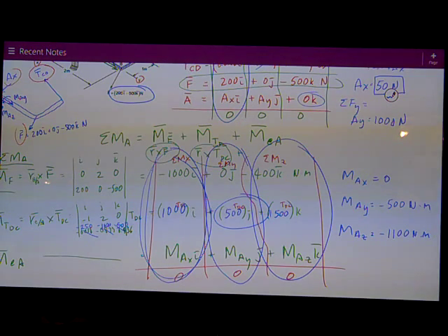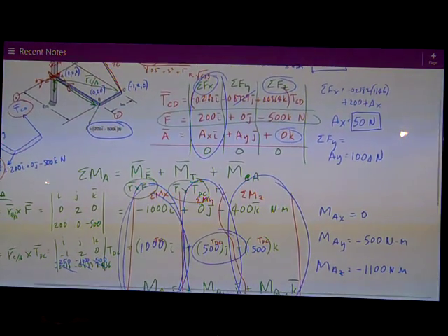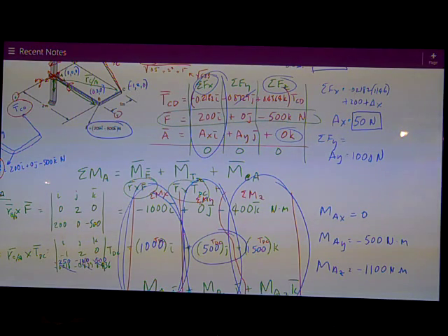So this is one of those rare cases where sum of the moments doesn't really help me because I have these 3 unknown moments at A. And I have enough equations, though, in the sum of the forces to solve for the force in the cable and then those two reactions, and then I can come down here and do these other ones. Fun.